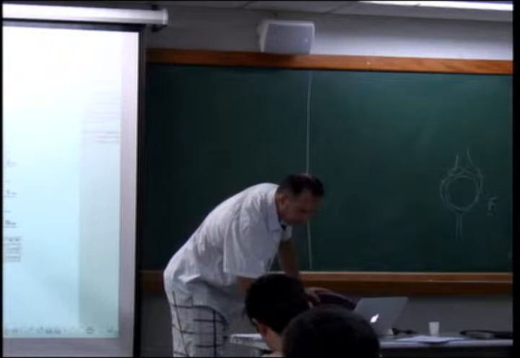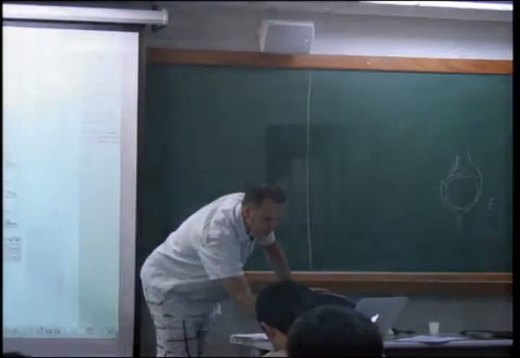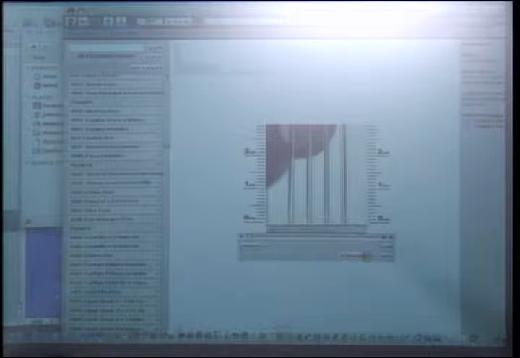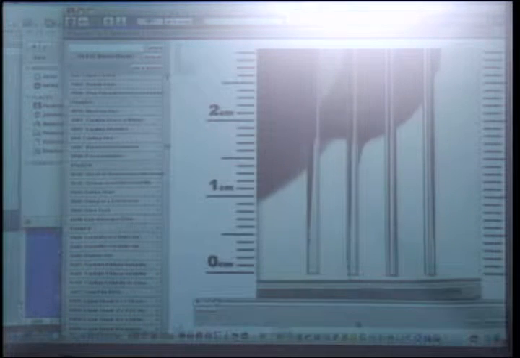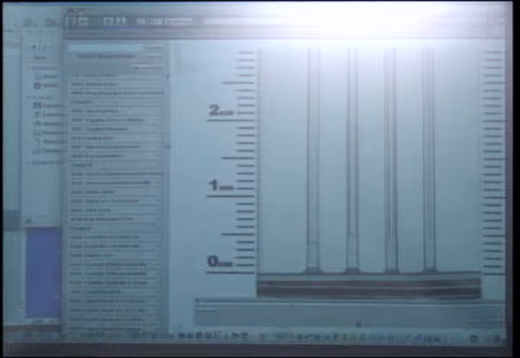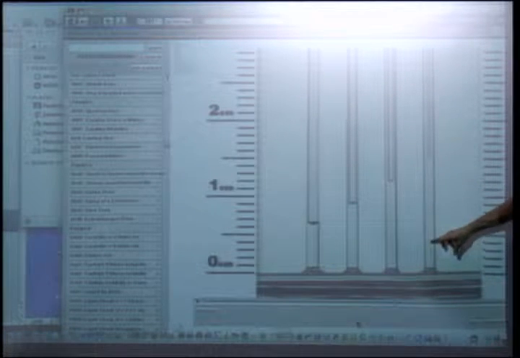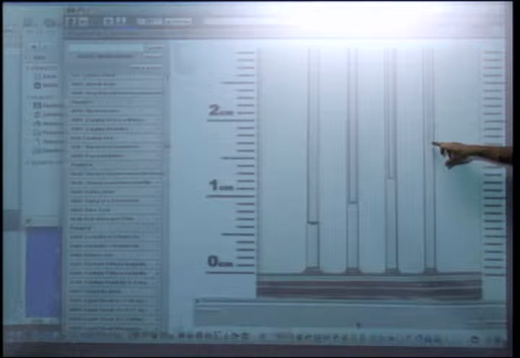We look to predict the height of rise as a function of the tube size and the surface tension and the density. Now we'd like to try and look at the dynamic situation. So how does the speed of the meniscus evolve as a function of time?